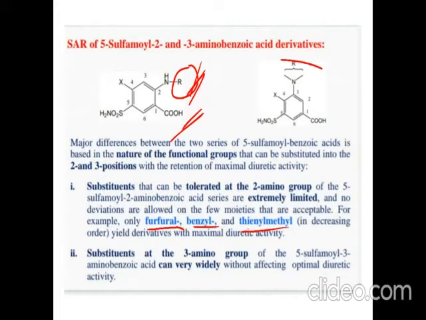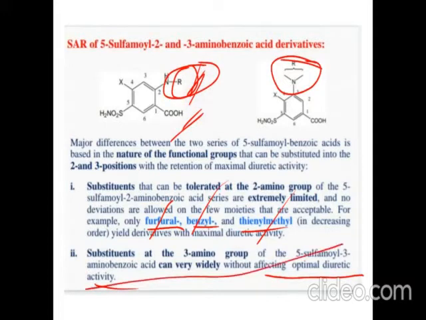But where the amine group is present at the third position, we can use a variety of substitutions without affecting the optimum diuretic activity. So that is the difference between these two. Only furfuryl, benzyl and thienyl methyl can be substituted when the amine group is present at the second position. But when it is present at the third position, we can use a wide variety of substitutions.